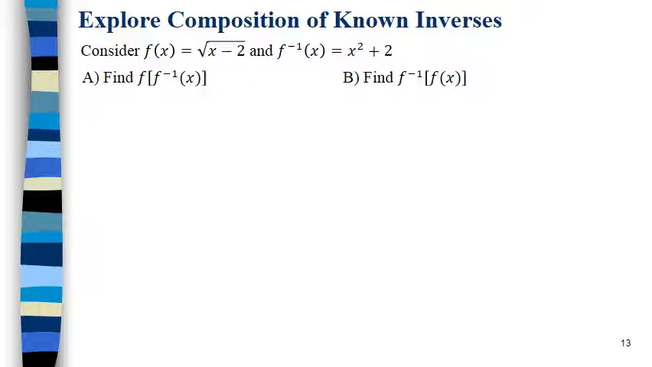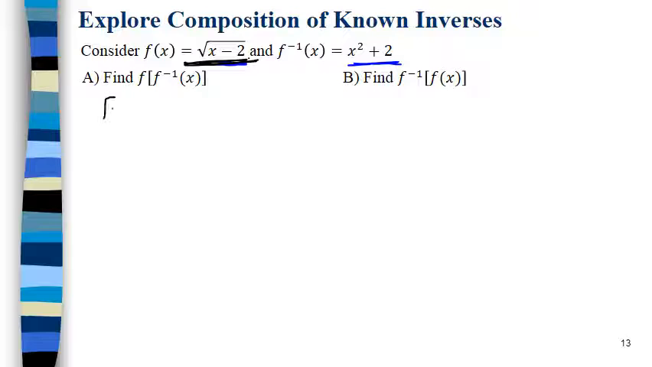Okay, so how do we know if functions are inverses? Well, first, let's consider known inverses. I know from the example that I did a moment ago that the square root of x minus 2 and x squared plus 2 are inverse functions. So let's take f of x as the square root of x minus 2 and the inverse of f of x, x squared plus 2, and do some composition.